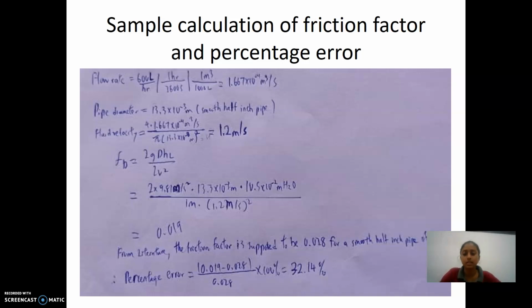Then we insert it in the Darcy-Weisbach formula for the friction factor. We get 0.019 for 600 liters per hour. So for the percentage error, it is the experimental value minus the theoretical value, over the theoretical value, times 100.